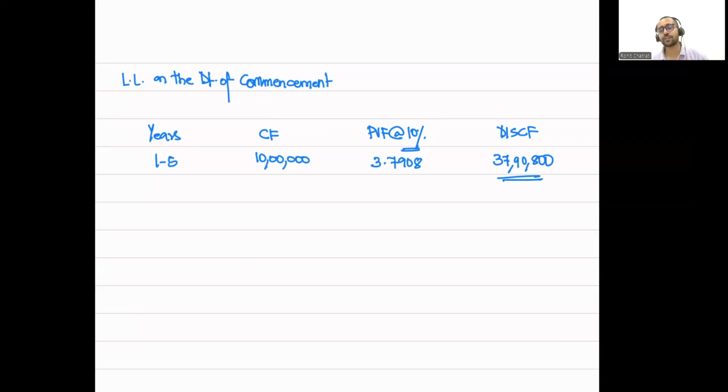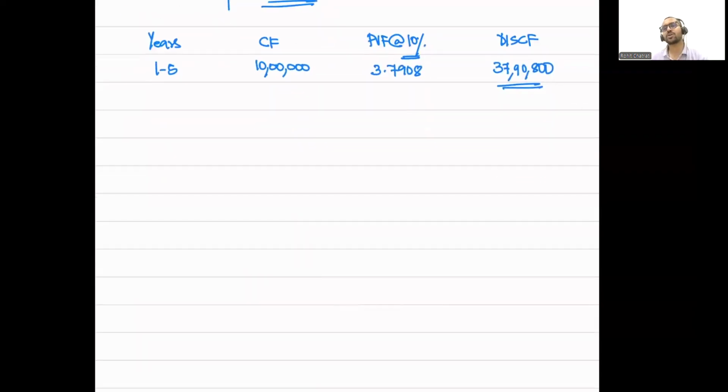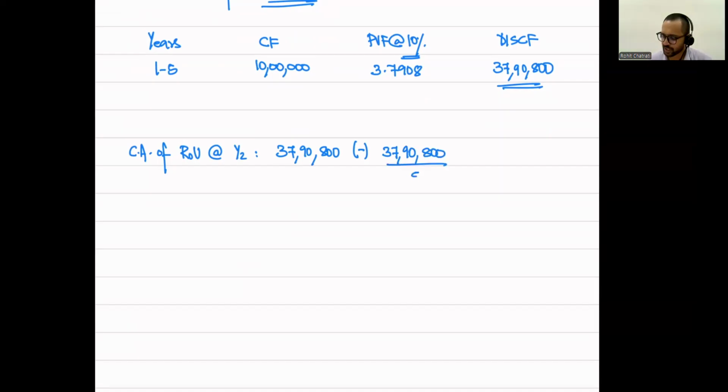This is the value of right of use asset and lease liability that would be recognized on the date of commencement. ROU asset and lease liability would be recognized at 37 lakh 90,800. So the carrying amount of ROU asset at the end of year two is going to be the original value that I recognized at 37 lakh 90,800 less depreciation for a period of 2 years. The depreciation for 2 years would be 37 lakh 90,800 divided by 5 multiplied by 2. The per annum depreciation is 37,90,800 divided by 5.